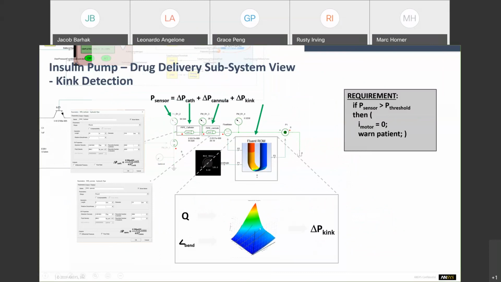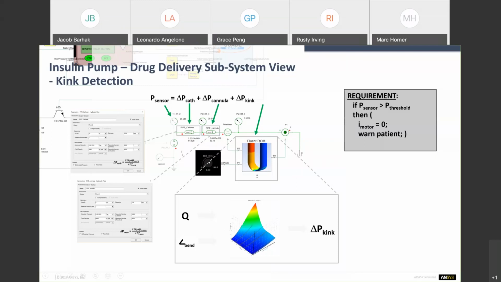And then what we did was to develop a ROM where we virtually bent the catheter at different bend angles. And at each of those different bend angles of the catheter, we varied the flow rate through that catheter and came up with pressure loss for every potential bend angle and flow rate that a patient might encounter using this system. And through that, we come up with a reduced order model representation of the pressure losses. And what we did was add that pressure loss in as an overpressure through the system.